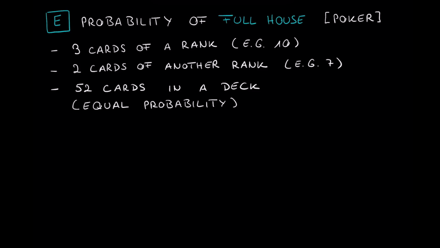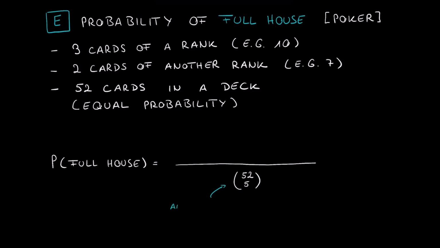As a first step, we write down the definition of the naive probability. In the denominator, we need the number of possible different hands. This can be done using what we have learned today, using the binomial coefficient. You can imagine it as drawing 5 samples from a deck of 52 cards, where the order does not matter.